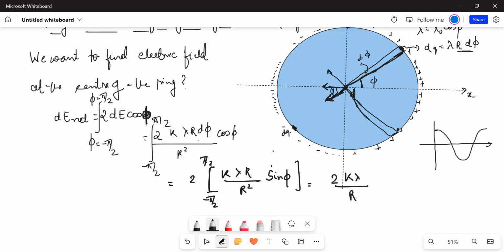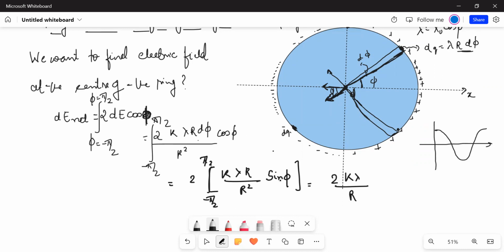And what is sine phi? Sine phi would give you sine pi by 2. I think there is a mistake somewhere. What? The integration of cos phi is sine phi. And sine pi by 2 would be 1, sine minus pi by 2 would be again minus 1. So I think this would be 2.